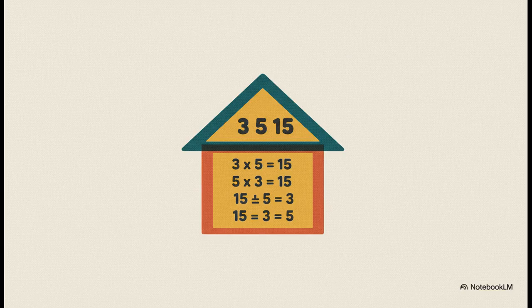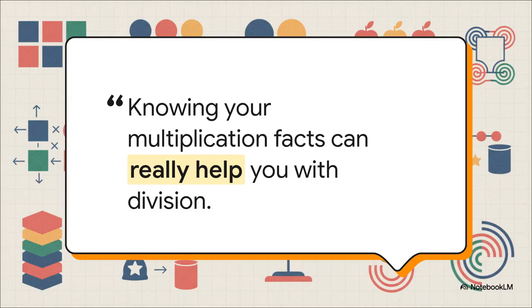They're all related. If you know for a fact that 3 times 5 is 15, then you automatically know 2 division facts for free. You know that 15 divided by 5 has to be 3, and 15 divided by 3 has to be 5. They all belong together. Do you know what this means, right? It means when you're learning your times tables, you're actually getting a 2-for-1 deal. You master one, you've pretty much mastered the other.